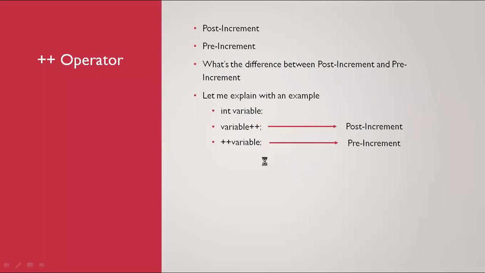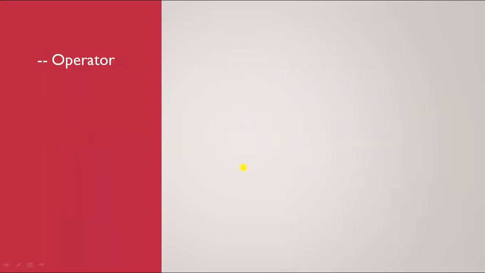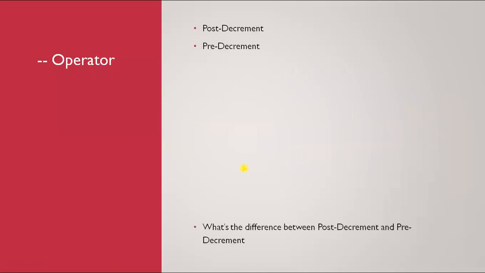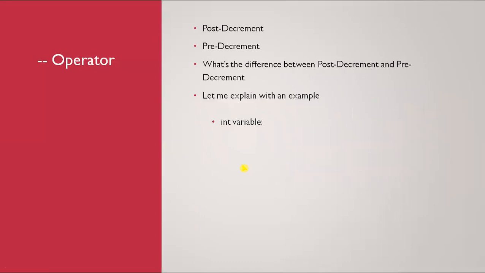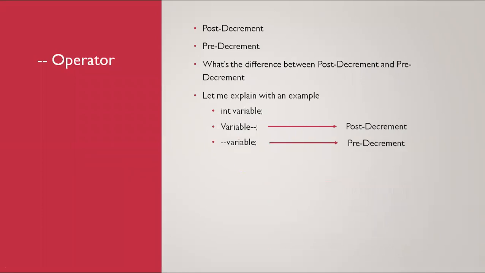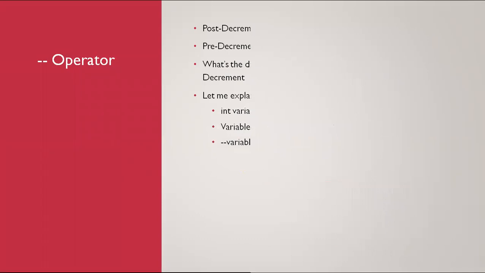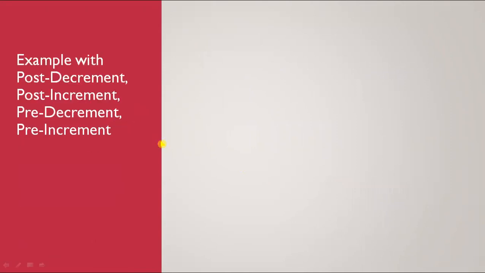So let us get into the other one, that is the minus minus operator, that is pre-decrement or post decrement, right? So same way, let us take an example. If there is an integer variable, if you give variable minus minus, we call it post decrement, and minus minus variable, we call it pre-decrement, right? Let me put this in an example and see how it can be used in real scenarios, right? So an example with post decrement, post increment, and then pre-decrement and pre-increment, right?